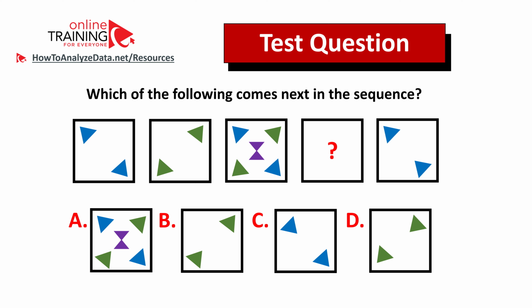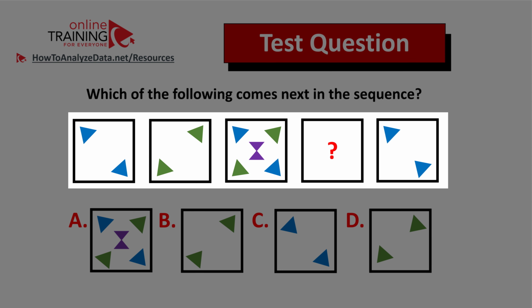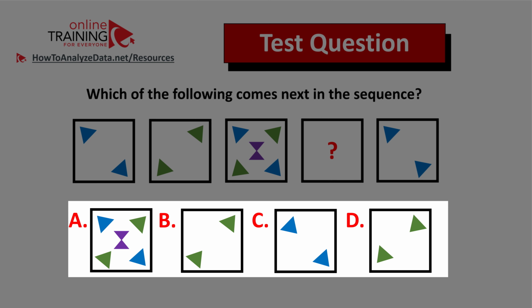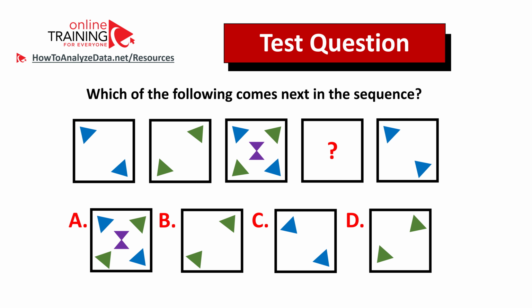Here's an interesting question which tests your knowledge of pattern recognition, logical reasoning, as well as analytical skills. Which of the following comes next in the sequence? You're presented with a sequence of 5 squares, which have triangles inside. 1 square is missing triangles, and you would need to select which square is missing out of 4 possible choices: A, B, C, and D. The answer here, believe me, is not obvious. Give yourself 10 to 15 seconds to see if you can recognize the pattern and come up with the answer.